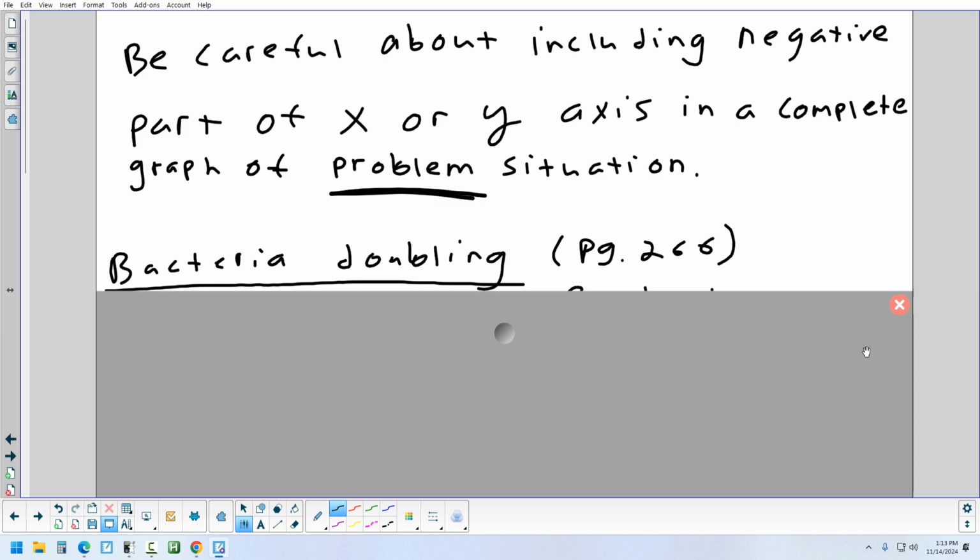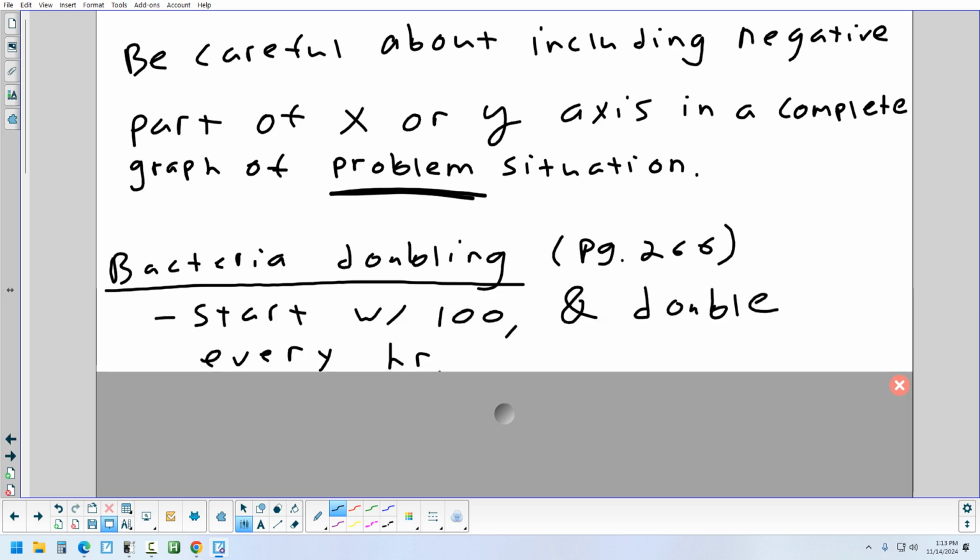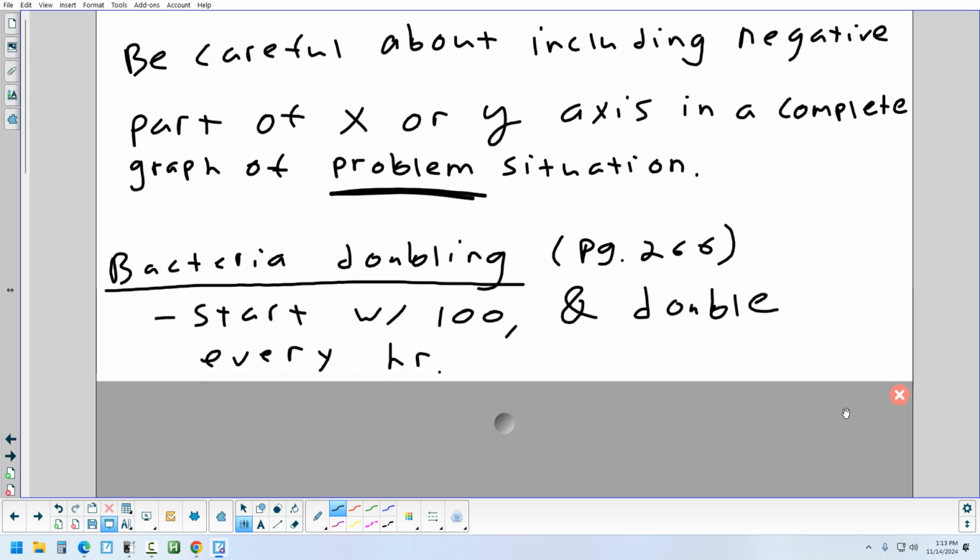So now we're going to look specifically at growth, but this is going to be something doubling. Okay, so this is a lot faster growth than the last problem. The population in the last problem was only growing at like, I forget what it was, 2% or 2.5%. Doubling is much faster. So we're going to start with 100 bacteria, and it's going to double every hour.